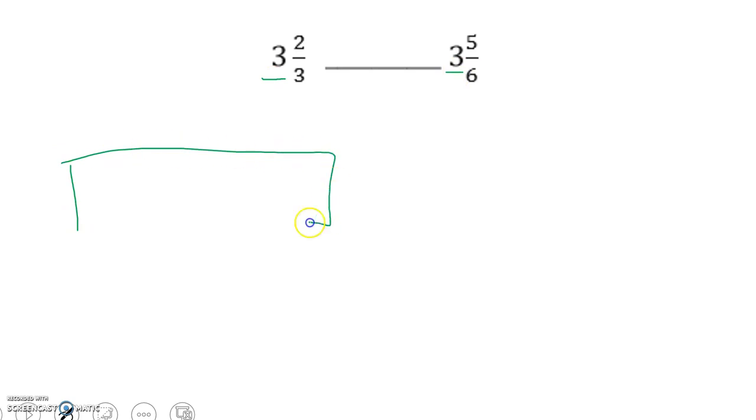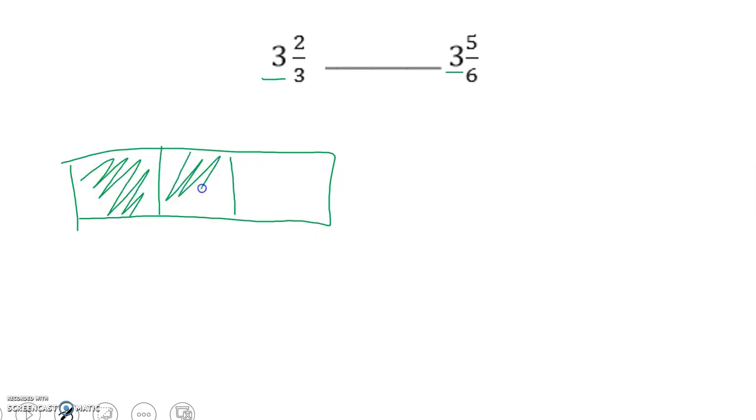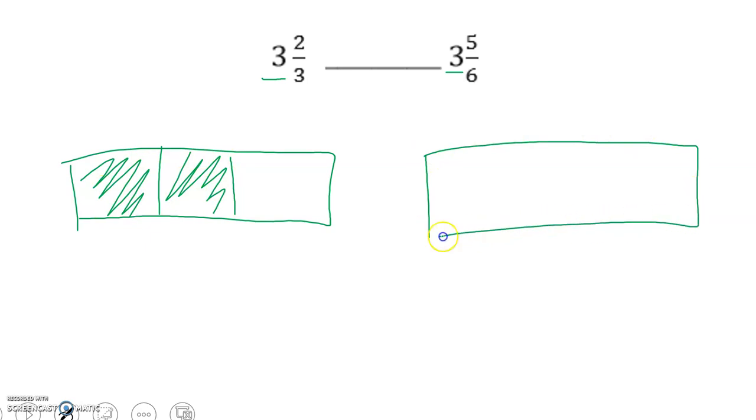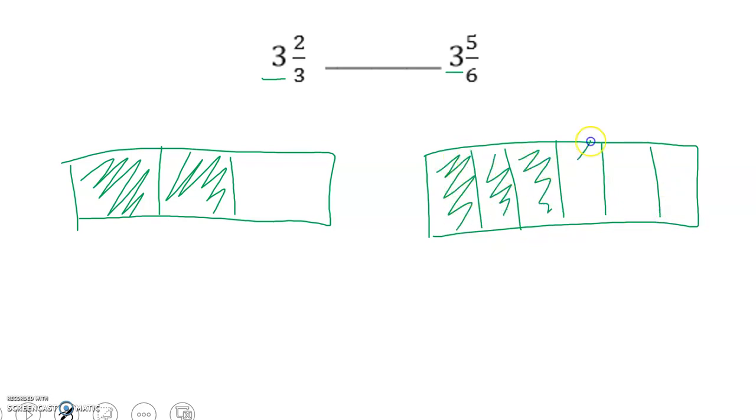So I've got 2/3 over here. 1 whole, split it into 3 equal parts, shade 2 of them, 1/3, 2/3. Now let's draw 5/6. 1 whole, cut it into 6 equal parts, shade 5. 1/6, 2/6, 3/6, 4/6, 5/6. Okay. You know, I have an idea of which is bigger, but I'm not entirely sure.